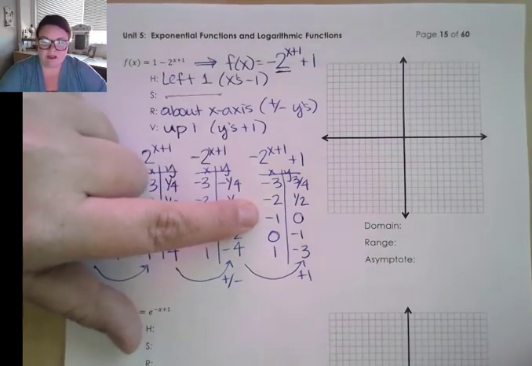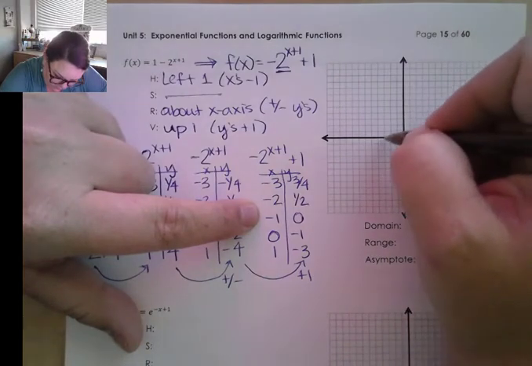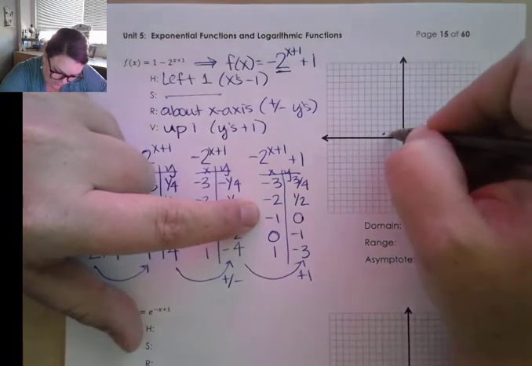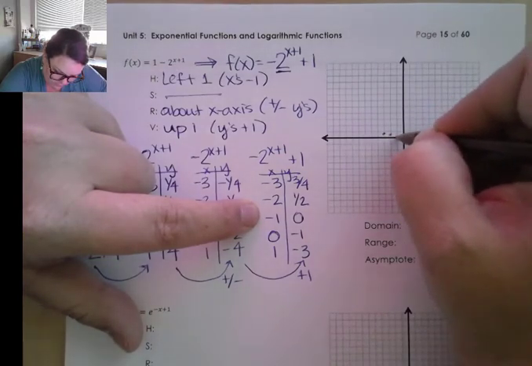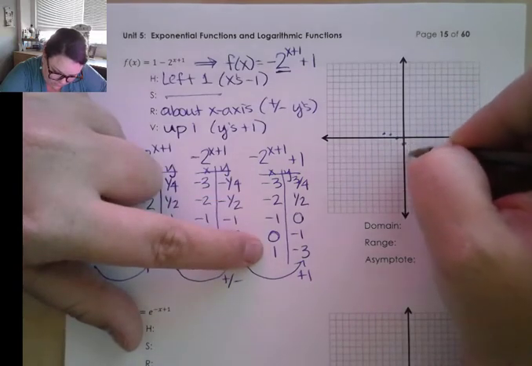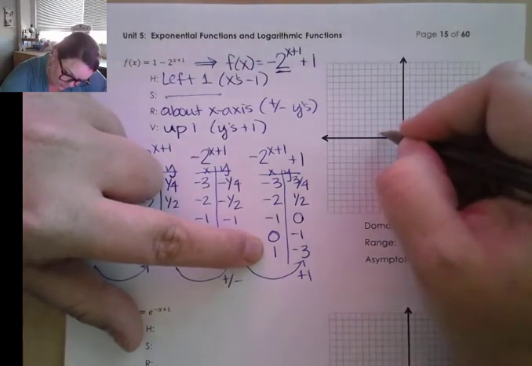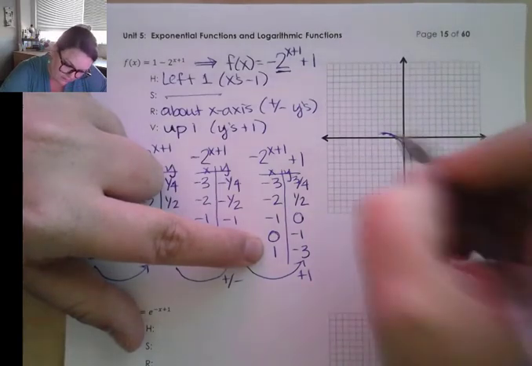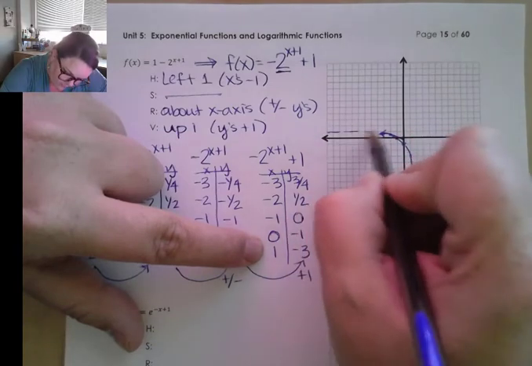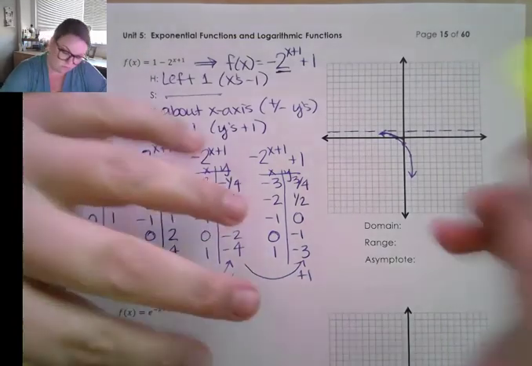So now we're going to go ahead and graph it and find the location of our asymptote. So at -3, I'm at 3/4. At -2, I'm at 1/2. At -1, I'm at 0. At 0, I'm at -1. And at 1, I'm down at -3. So it should look something like this. And you can see it's coming up and curling right before 1. So our asymptote's going to be up here at y equals 1.